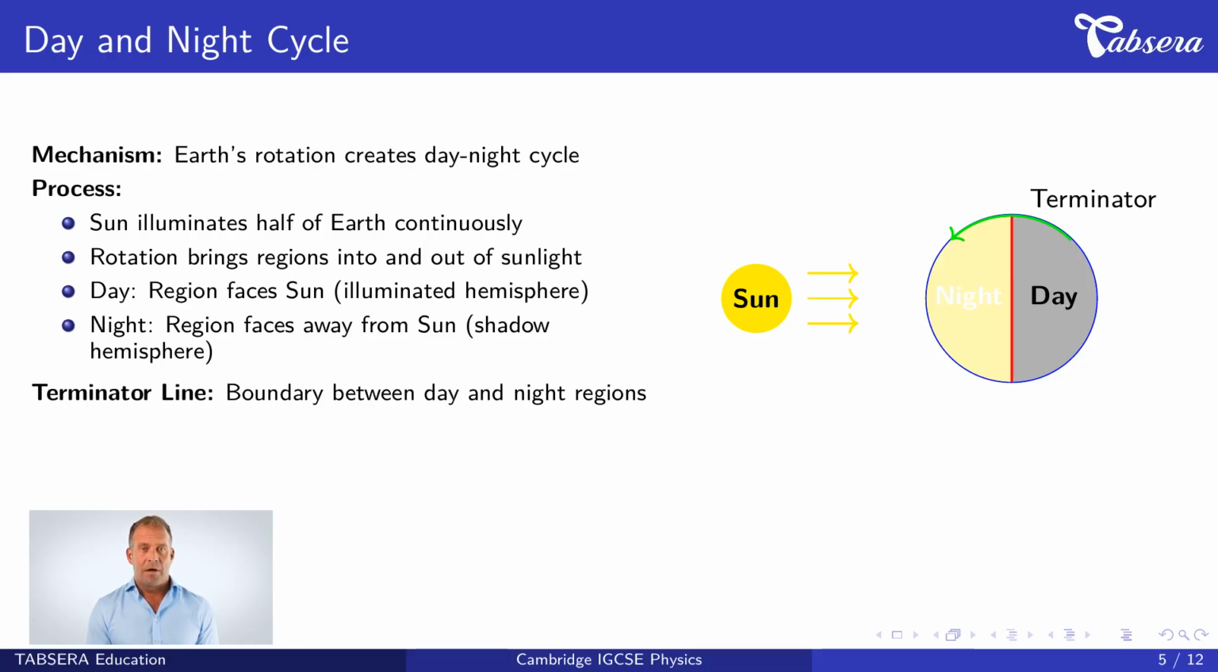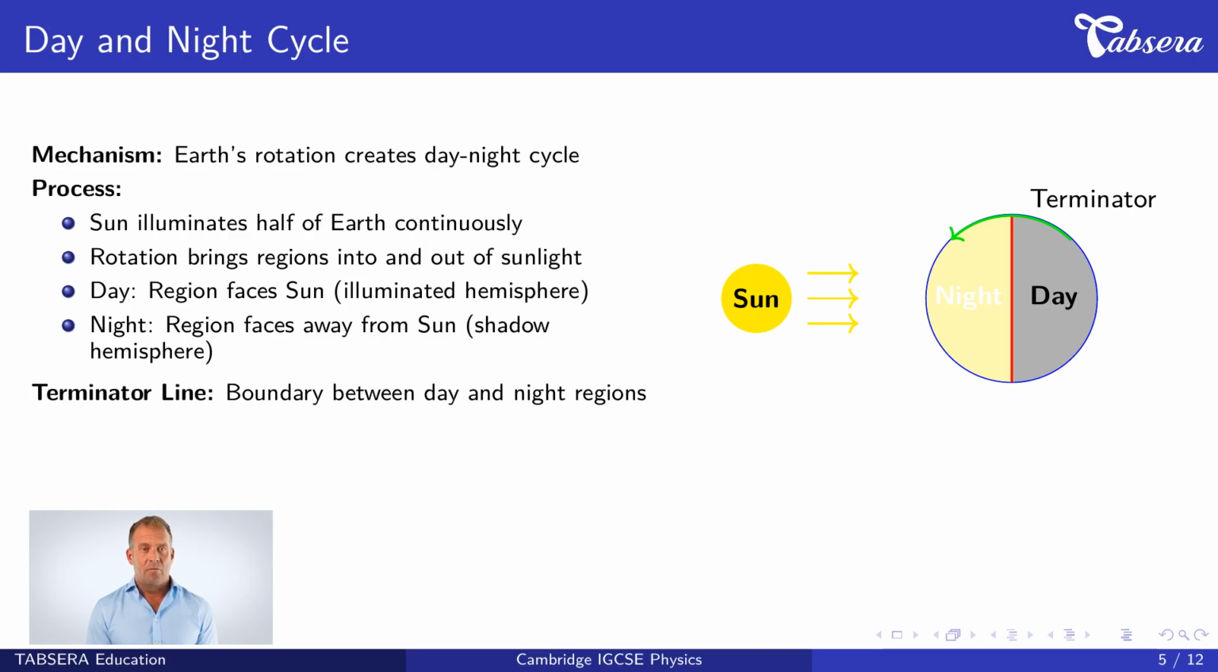Now we examine how Earth's rotation creates the day-night cycle. This follows fundamental astronomical principles. The mechanism works as follows. The Sun continuously illuminates exactly half of Earth's surface. As Earth rotates, different regions move into and out of this illuminated zone.